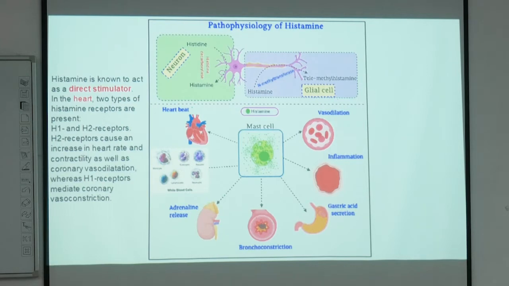So histamine plays an important role in bronchoconstriction, but it also plays a role in vasodilatation, release of adrenal hormones, and it plays an important role in immunity during the mediation of the white blood cells. It also helps in controlling the heartbeat.